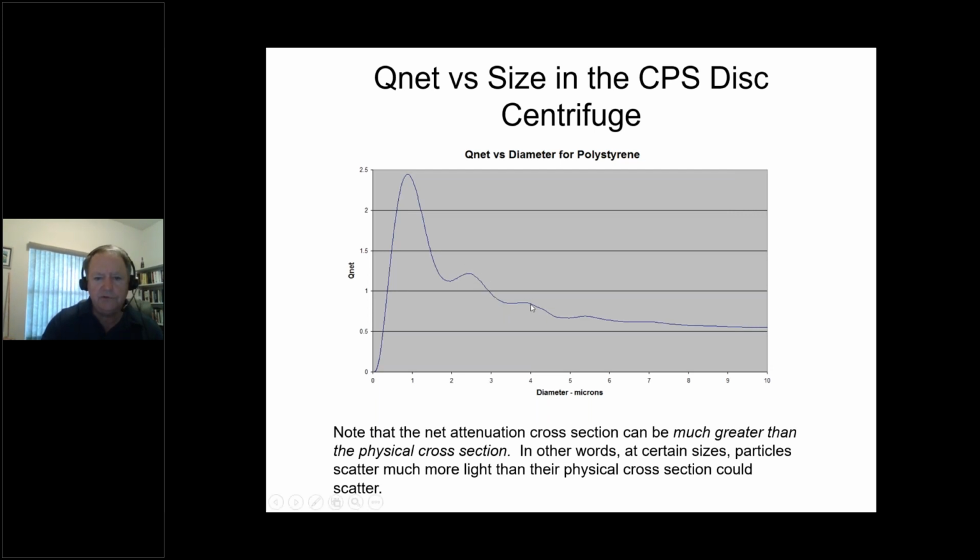Finally, note that there's an oscillation going on here, and this oscillation has to do with how the light interacts with multiple integral numbers of light waves across the particle. And you see this as a characteristic in all scattering by spheres.